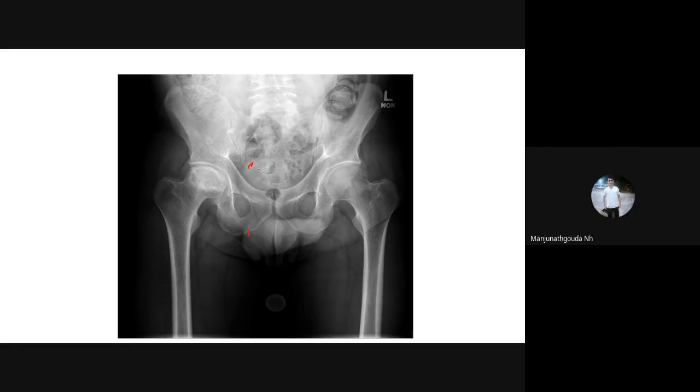Right fracture neck femur, no. Yes, who was that? Right. Okay. Where is right? This is right, isn't it? Wait, let me adjust myself. This is right. Okay, can anybody show me any fracture here? Where is the fracture? There is no fracture here.